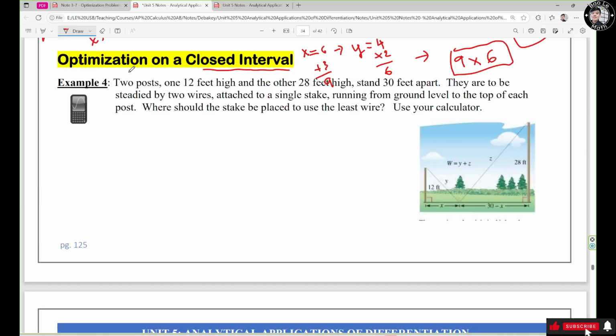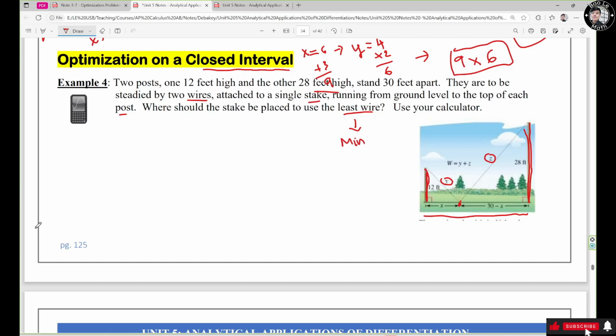Now let's move on to the next one, optimization on a closed interval. Example number 4. Two posts, one 12 feet high, this one right here, 12 feet high, right? And the other 28 feet high, this one right here, 28. Stand 30 feet apart, so the distance from here to here is 30 feet. They are to be steadied by two wires, the first wire right here, the second wire right here, which is y and z, attached to a single stake right here, running from ground level to the top of each post. Where should the stake be placed to use the least wire, right? Which means minimum, right? Use your calculator.